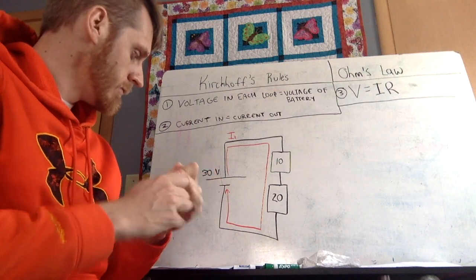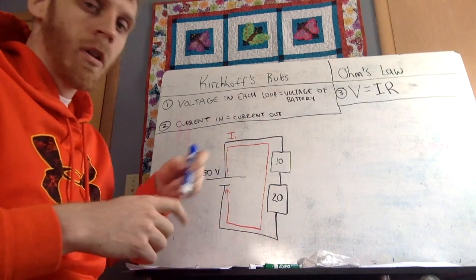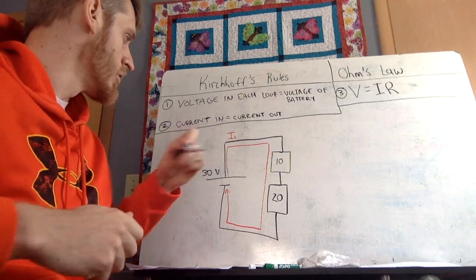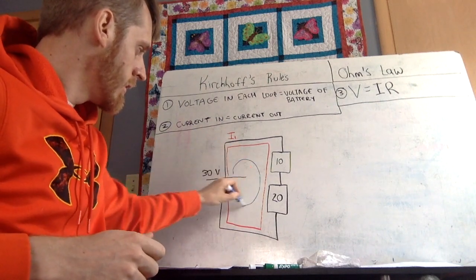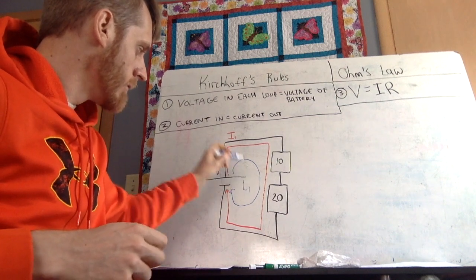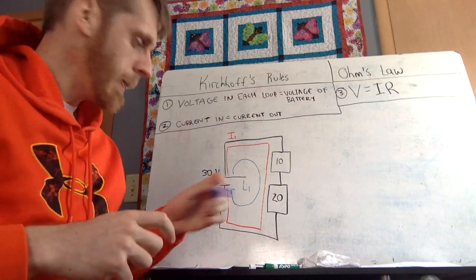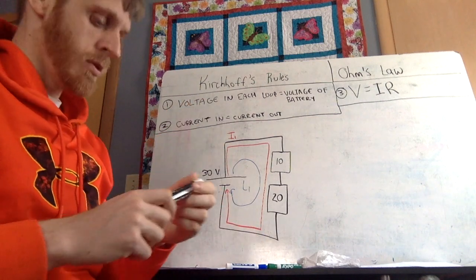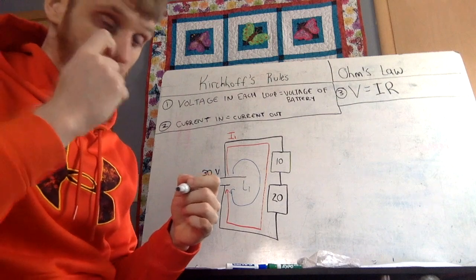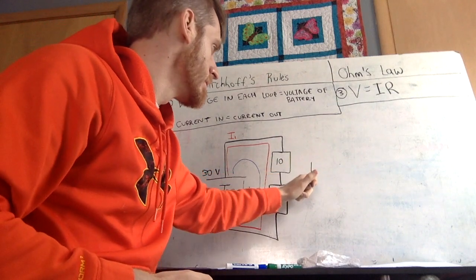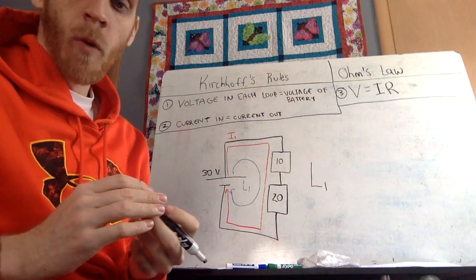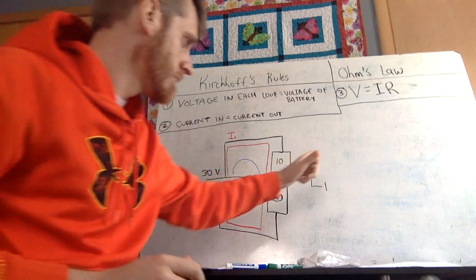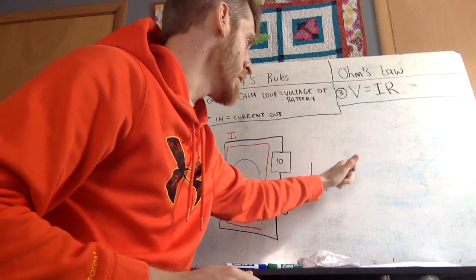Now, in blue, I'm going to label this loop. Every single loop in the circuit has to use the complete voltage. So from here to there, I'm going to call that L1. That's a loop, right? So now, I'm going to use these three rules. Voltage in each loop gets used up, equals the voltage of the battery. So if I look at L1, what does that mean? What's the voltage of L1? Well, it's going to equal 30. So the voltage in L1 equals 30.